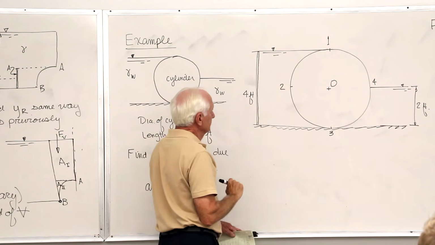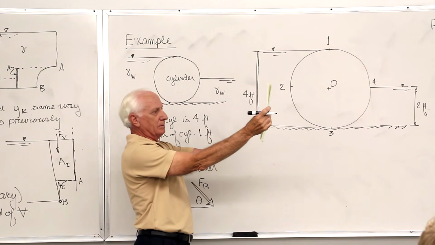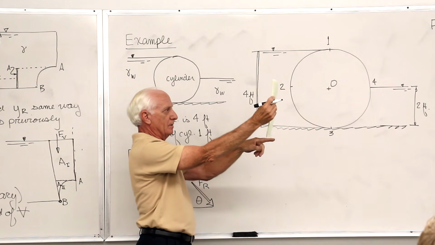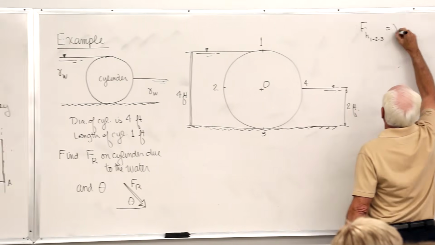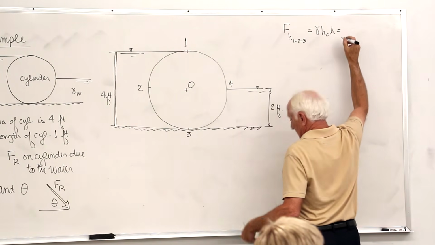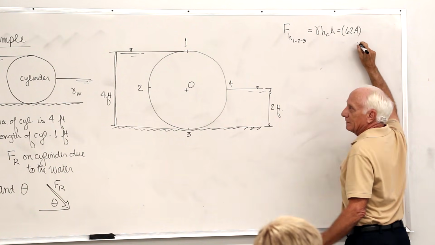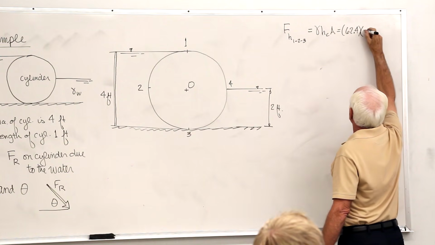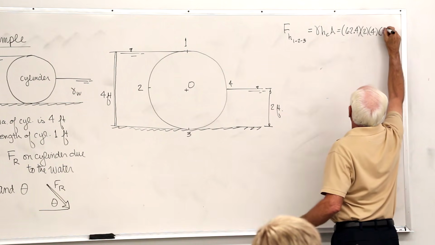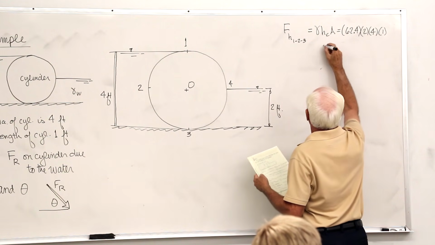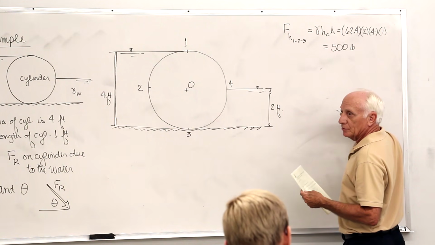There it is. On my paper, what do I see looking at it? A rectangle. What's the base? 1 foot. What's the height? 4 foot. What's FR, resultant? Gamma H sub C A. What's gamma? Water. What's H sub C? Distance of the centroid, 2. What's the area? Here it is, 4 by 1. 500 pound force. Which way? Pushing to the right.